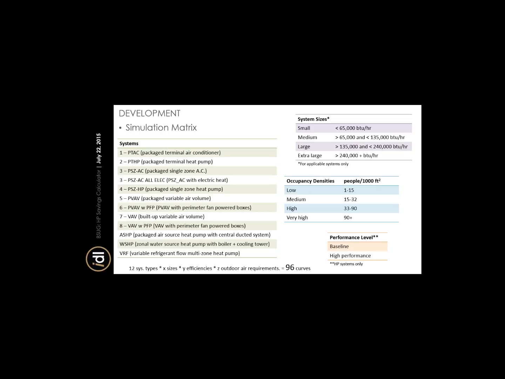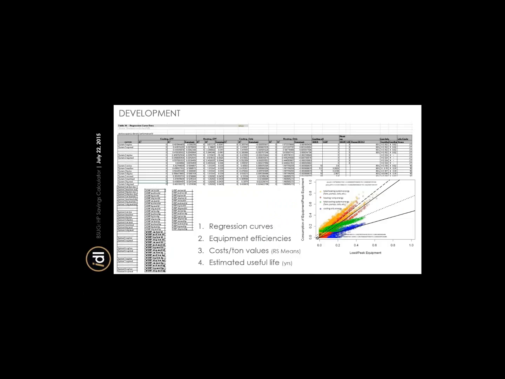Basically, this was our simulation matrix here. Took as many mixes of these as we could. I think we got out 96 curves in the end, so we don't have all of them, but the relevant ones we're hoping are in there. We ran the simulation and got out a load curve similar to this one here on the screen. What we did was take the building load over the peak equipment size and chart it with the consumption of the equipment over the peak equipment size.